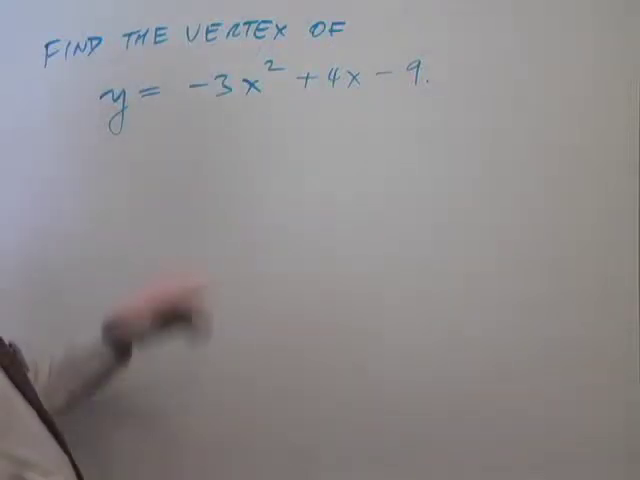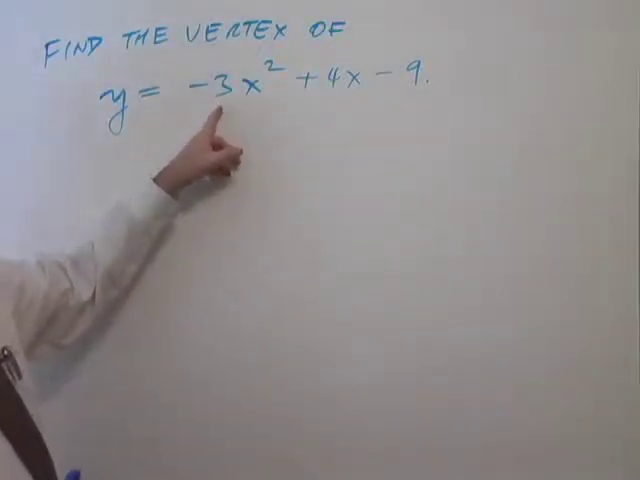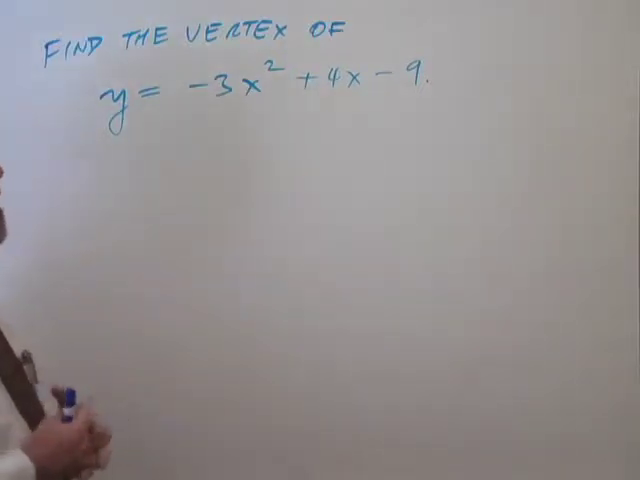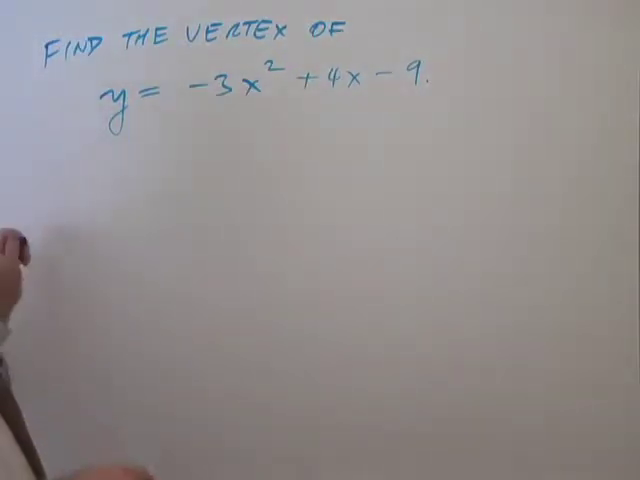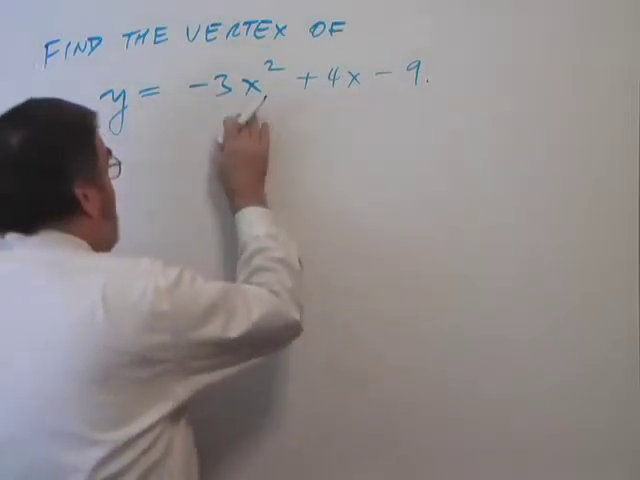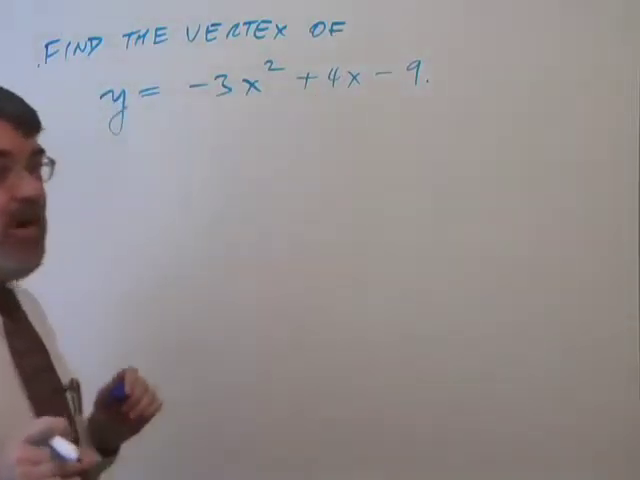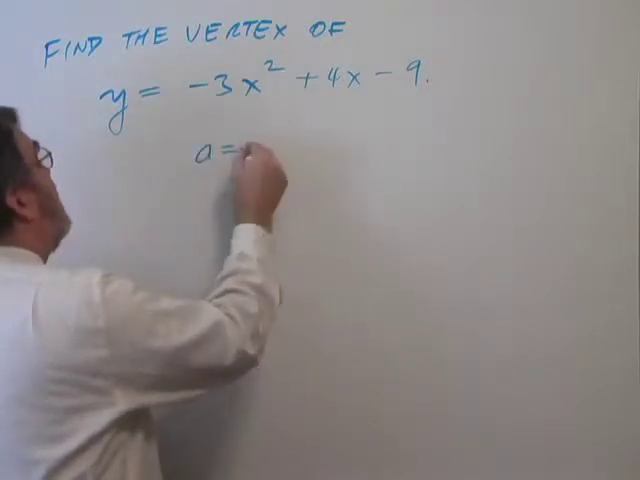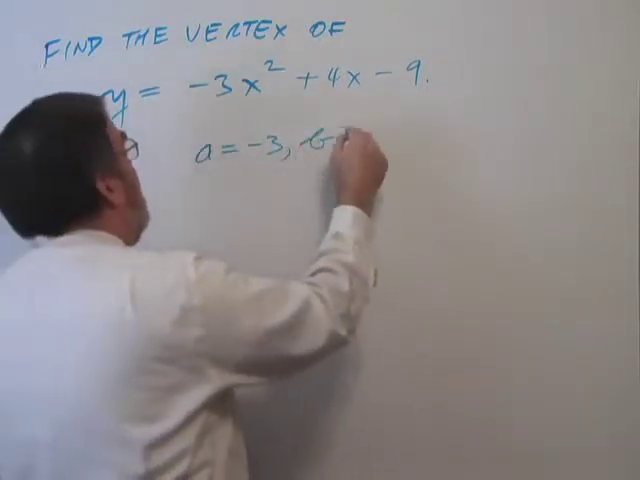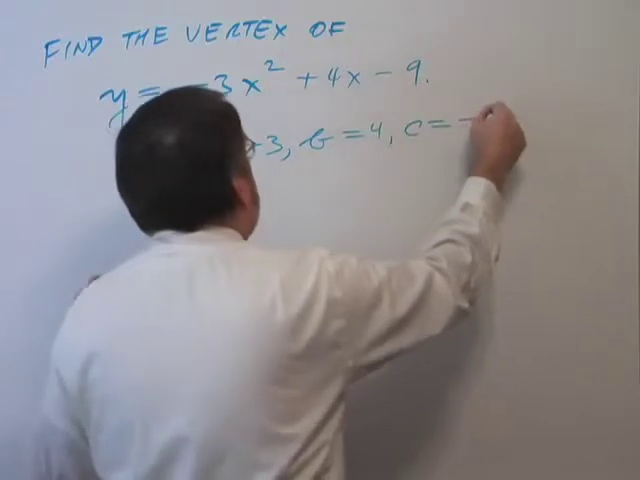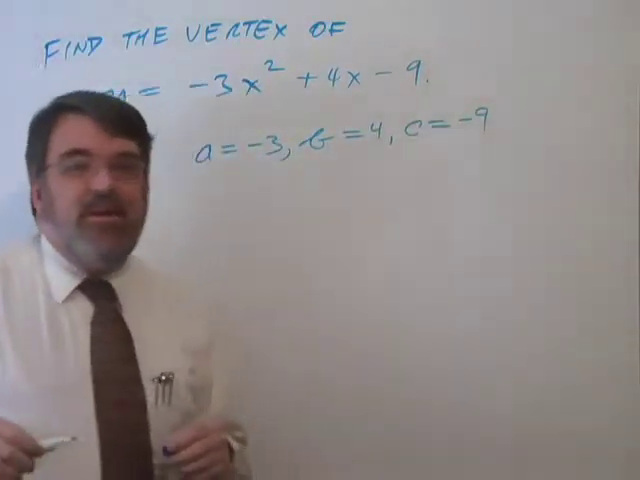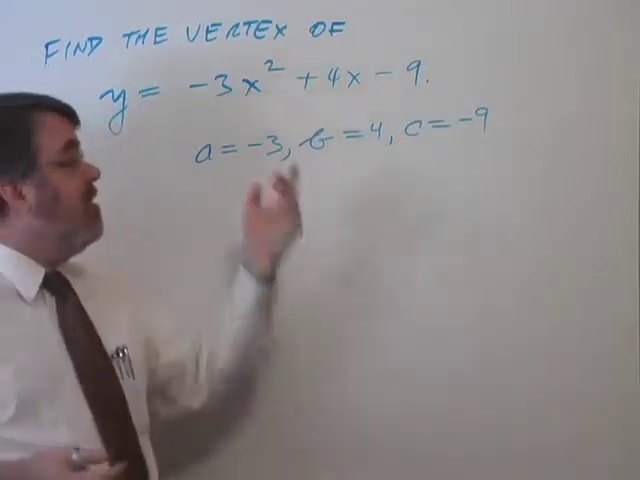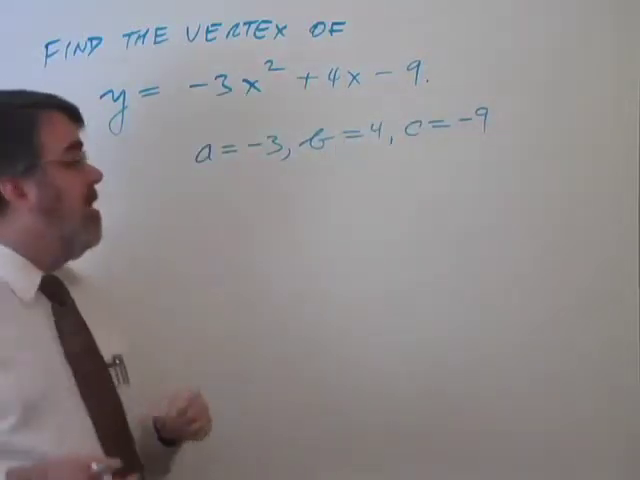Find the vertex of y equals negative 3x squared plus 4x minus 9. Alright, now when it's arranged this way in descending powers, then A is going to be negative 3, B is positive 4, and C is negative 9. Those are the same constants that we used in the quadratic formula, A, B, and C.